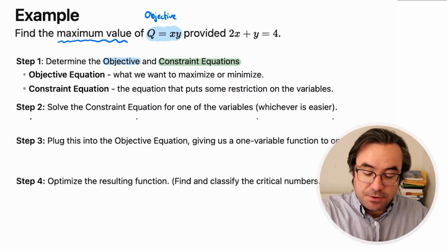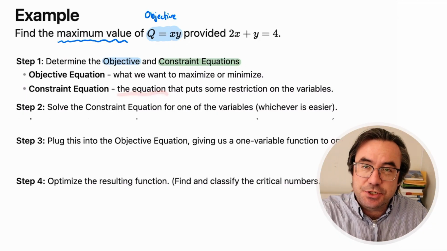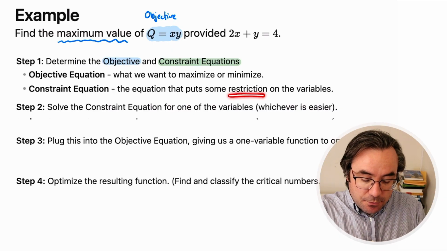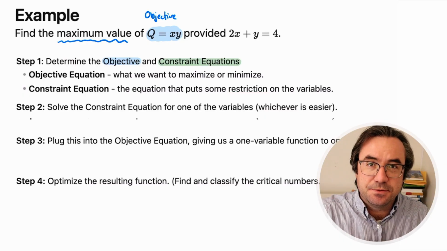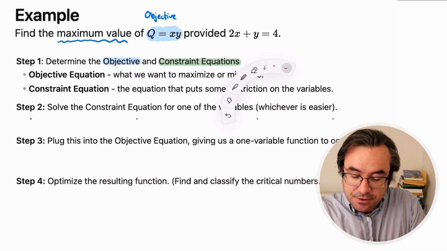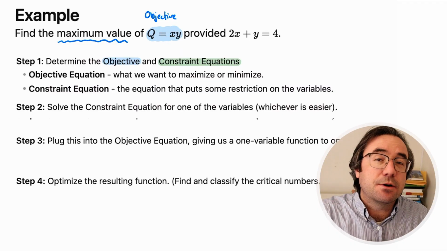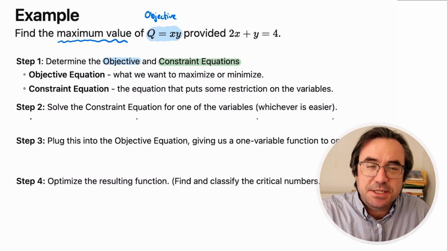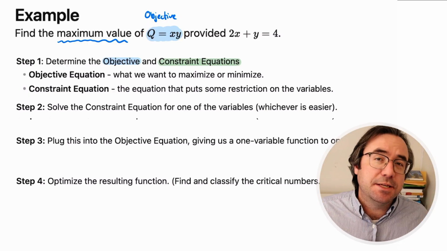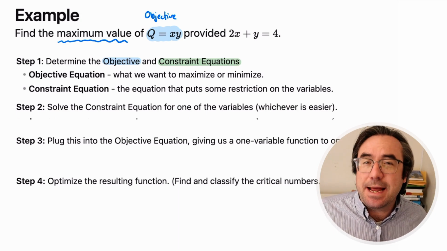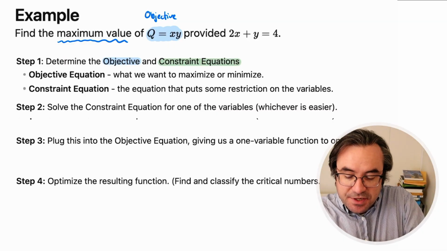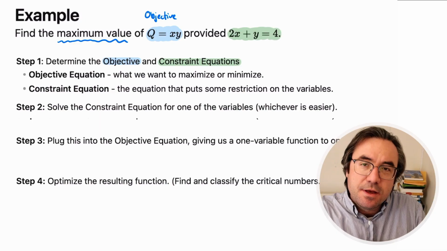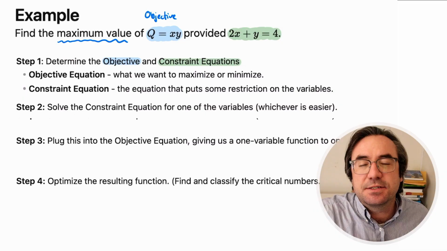Now the constraint equation, what's the constraint equation? Well, this is some equation, or maybe even other conditions, that put some restriction on our variables. So if we go up to our objective function, the variables here are x and y. And if we wanted to make this function as big as possible, well, then just make x and y as big as possible. Except we can't, because we have this other equation, 2x plus y is equal to 4, that puts some limitation on what x and y can be.